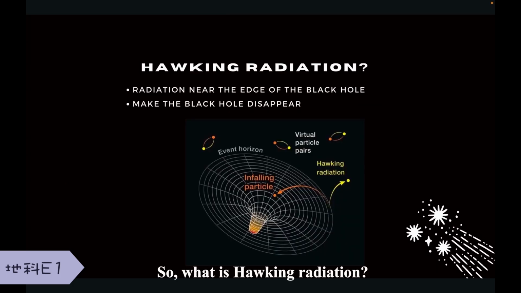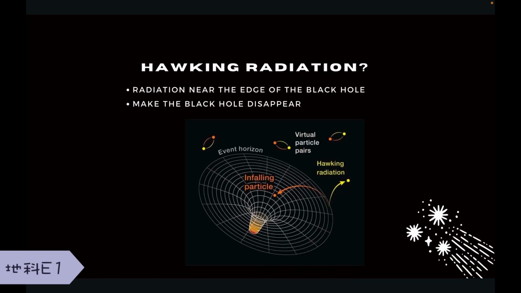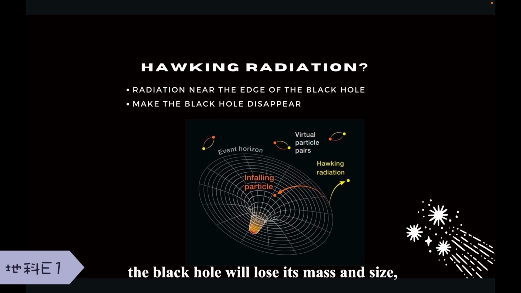So, what is Hawking radiation? It's a special radiation which happens near the edge of a black hole. When the process starts, the black hole will lose its mass and size, leading to the disappearance of the black hole.